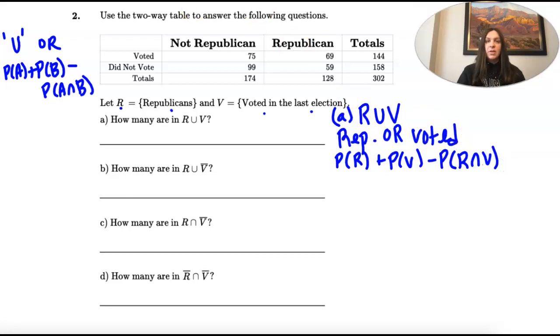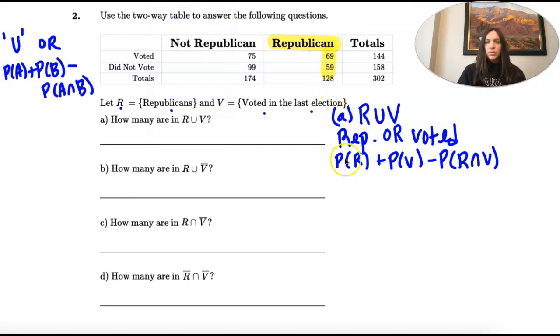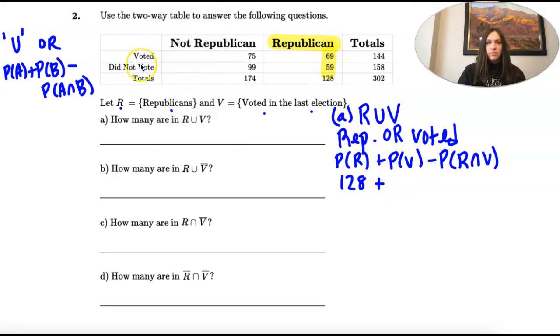Okay, so first, the probability of being Republican, so that's this, and we're going to look at our total, which is 128. So there's 128 people that are Republican. Now we're going to look at how many people vote. So that's this row. And that total is 144.